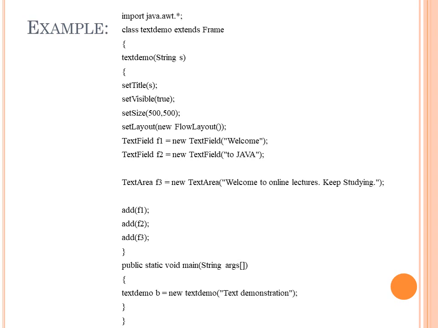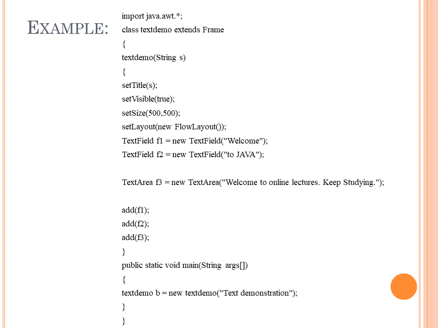Here we have to again import the java.awt package. Then we are writing class TextDemo extends Frame. Then you have to write the frame methods over here. Over here you can see we have written setTitle, setVisible, setSize. Now over here we have written setLayout as new FlowLayout. We have not written null over here. We are using a flow layout. Flow layout means it will move from left to right and top to bottom.